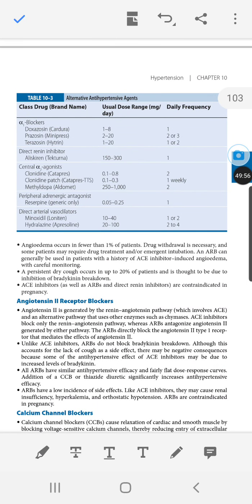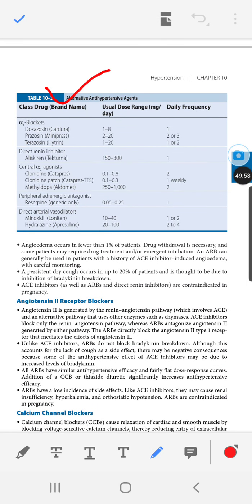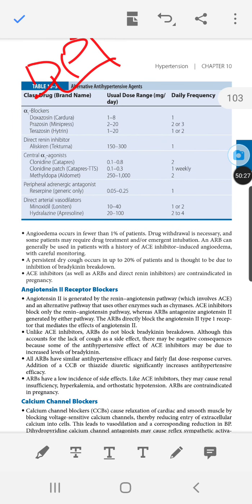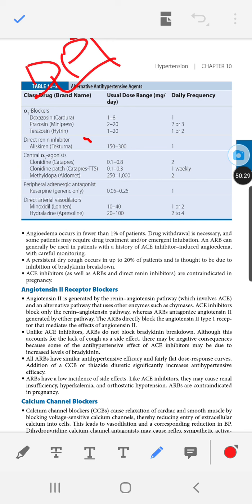Then the newer drugs include alpha 1 blockers: doxazosin, prazosin, terazosin. So DPT, you can learn it with the mnemonic DPT for the alpha 1 blockers. Doxazosin, prazosin, terazosin, these are the alpha 1 blockers, and they can also be used for the high blood pressure treatment. Direct renin inhibitor is a newer drug, aliskiren.